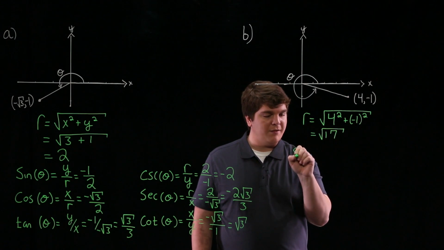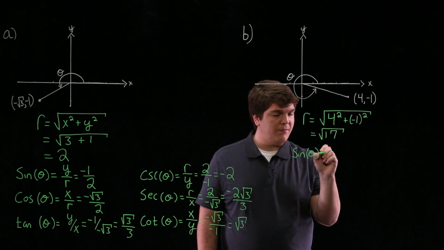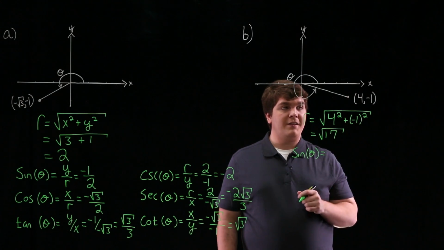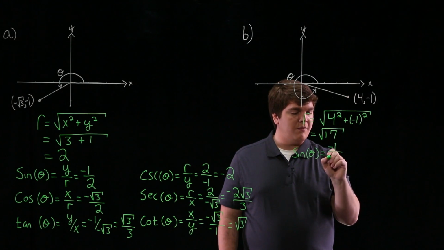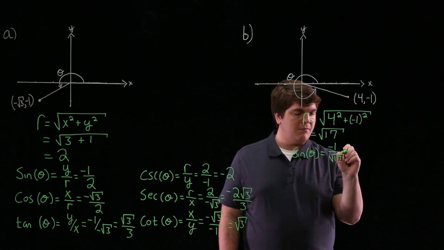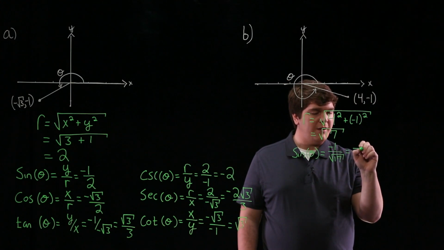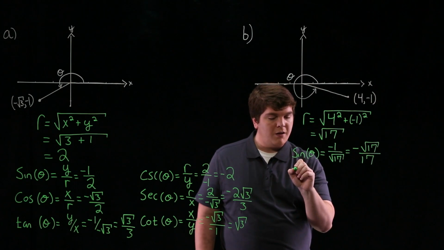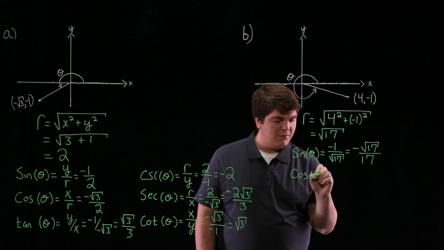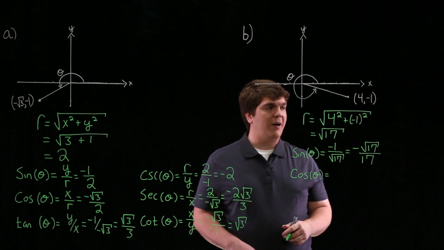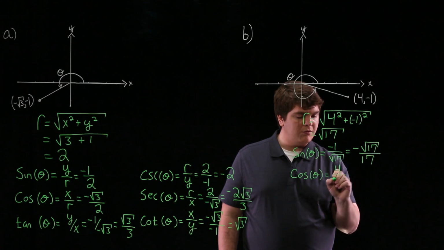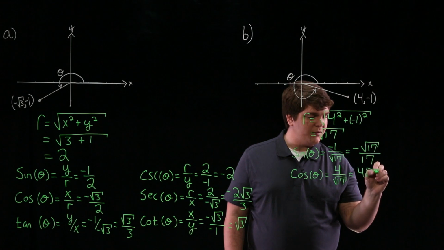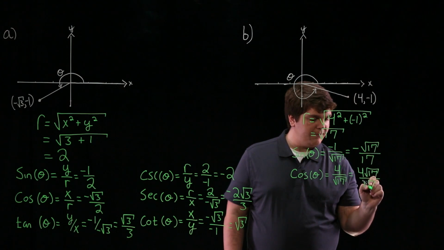Now we'll begin by finding sine of theta. Sine of theta, again, we'll wish to recall, is equal to y divided by r. In this case is negative 1 divided by the square root of 17, which is equal to negative square root of 17 divided by 17. Cosine of theta is equal to x divided by r, which is 4 divided by the square root of 17, which is equal to 4 times the square root of 17 divided by 17.